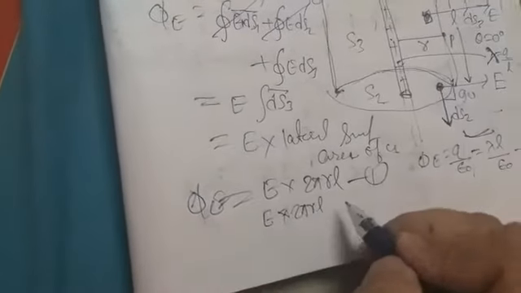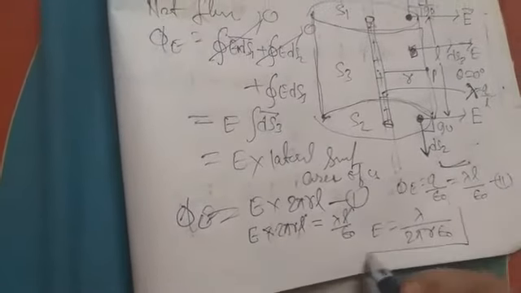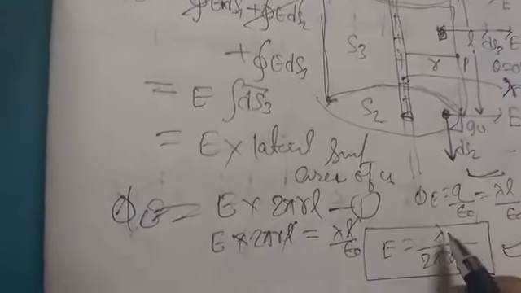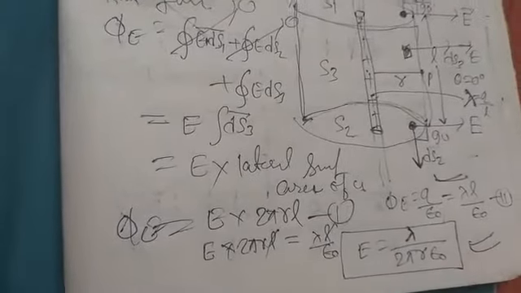So from the first equation and the second equation, can we equate these two? This is phi, this is phi also. So E times 2 pi r l equals lambda L upon epsilon naught. L cancels. So from this, E will be lambda upon 2 pi r epsilon naught. This is the formula for the electric field, where lambda is the linear charge density of the infinitely long wire. That is very important.